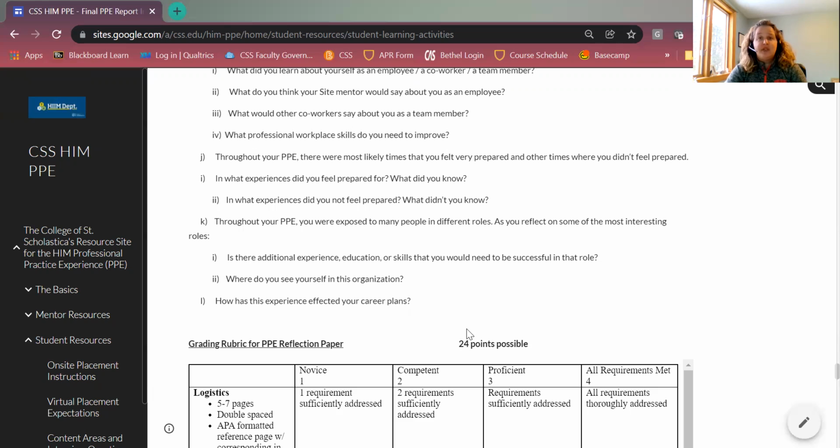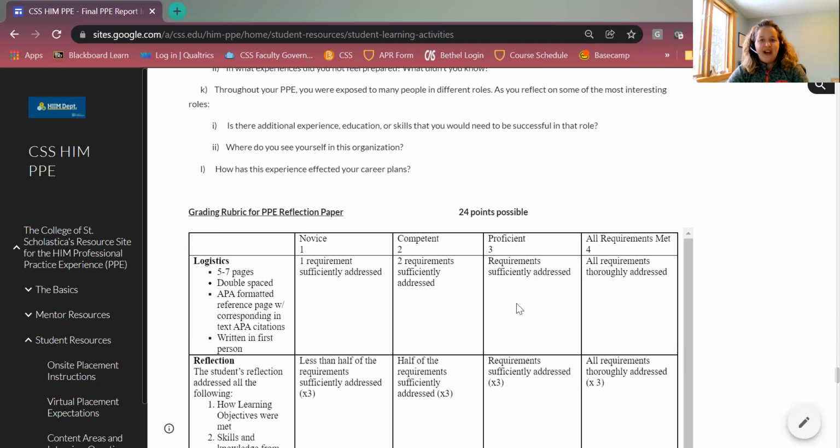This would be a role that maybe you were interested in pursuing. So where do you see yourself in this organization as well? Could you see yourself working there, where you connected your PPE? And then lastly, how has this experience affected your career plans? I hope it provided some clarity for you in terms of your career plans, maybe some reassurance in the path that you thought you wanted to take, or maybe you figured out that you just really don't want to do what you thought you wanted to do, right? And that's okay too. So that's the reflection component.